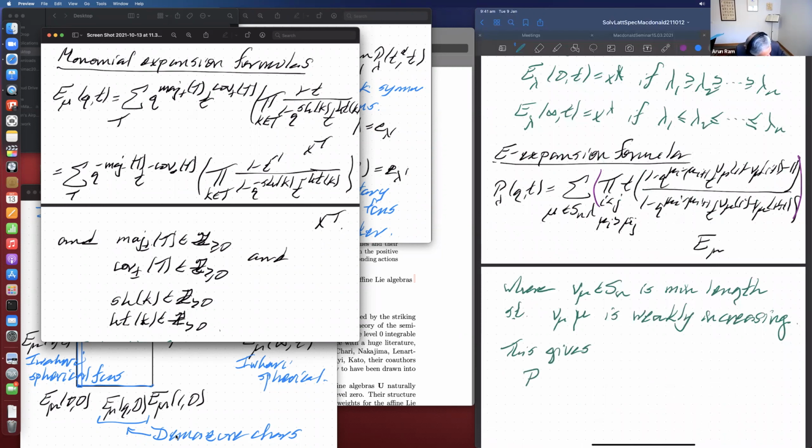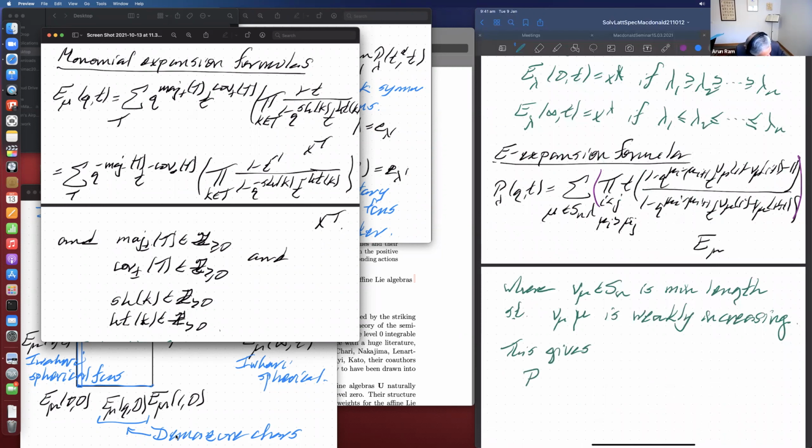Okay, so now I have another formula, which for me is the most important of all, which is the creation formula for E mu. Or sometimes I call it the intertwiner formula because that's what Cherednik called it. So it starts with the basics. E empty, empty is just 1. So that's the simplest one.